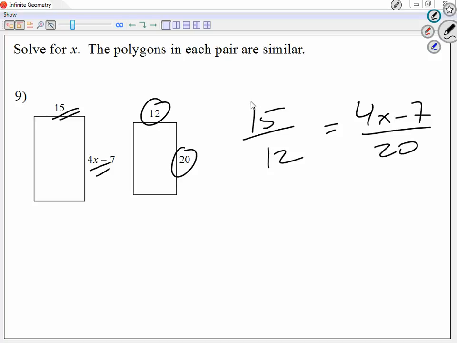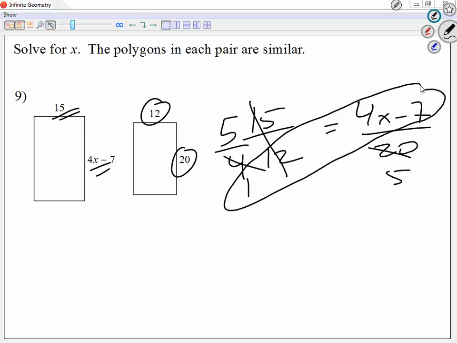15 over 12, let me divide each by 3. So I'm going to call that 5 over 4. Side to side, 4 and 20, I'm going to simplify that to 1 and 5. When you cross multiply this way, make sure the number that is by itself, in this case a 1, you multiply it to both. It doesn't make a difference right now, but if it was not a 1, it would make a difference. So make sure you multiply it to both.